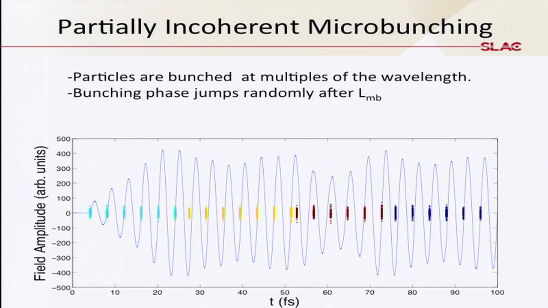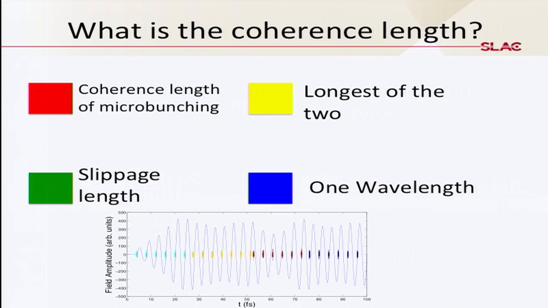So you see here going from blue to yellow, you get a phase jump. From yellow to red, you get a phase jump. And from red to blue, you get another phase jump, right? What is the coherence length in this case? It's a little harder. I'll give you a minute.